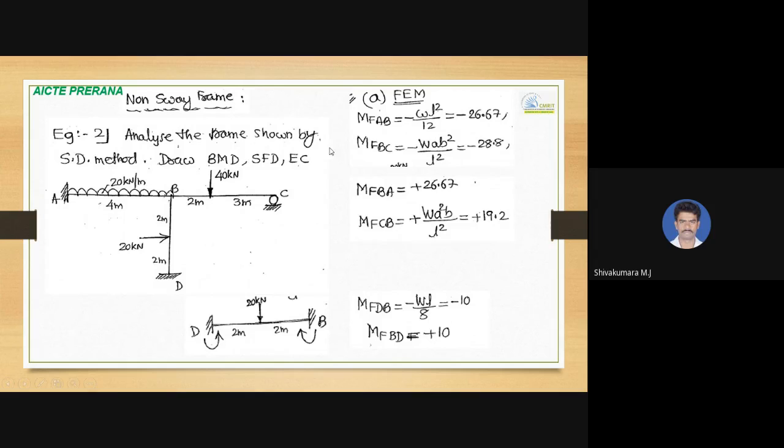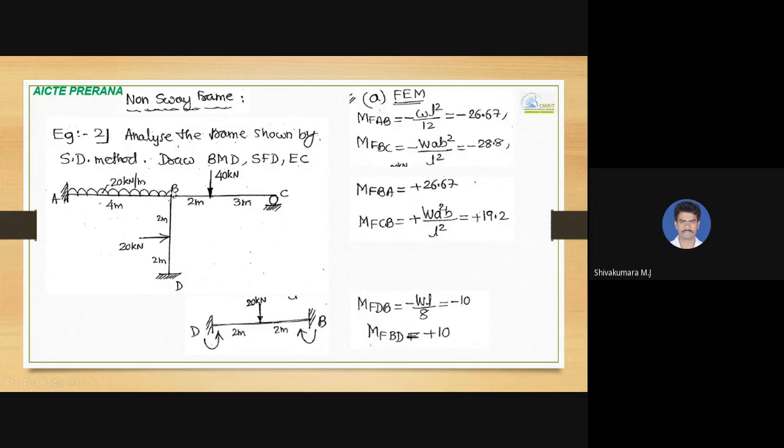So we have to analyze this frame by using the slope deflection method, and we need to draw BMD, SFD, and elastic curve. So fixed end moments we will start to calculate. We know the formulas for UDL, point load and all. So for AB, it is WL square by 12, minus and plus based on AB and BA, MFAB and MFBA.